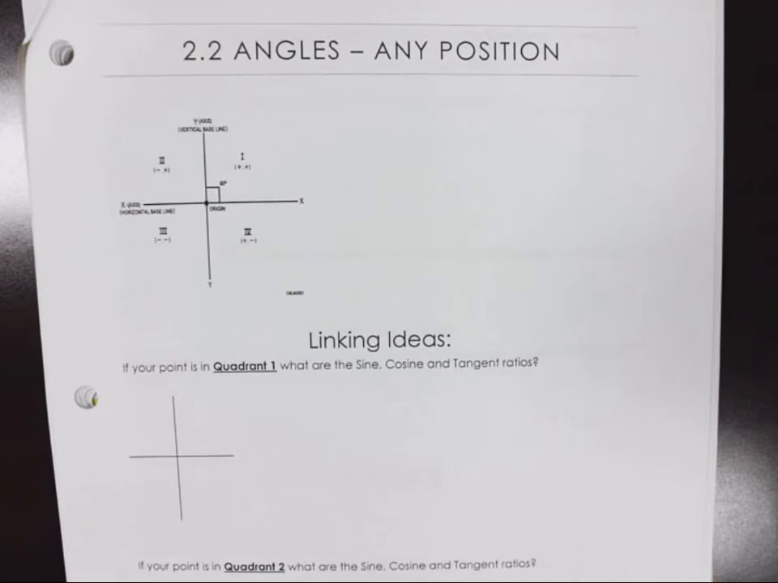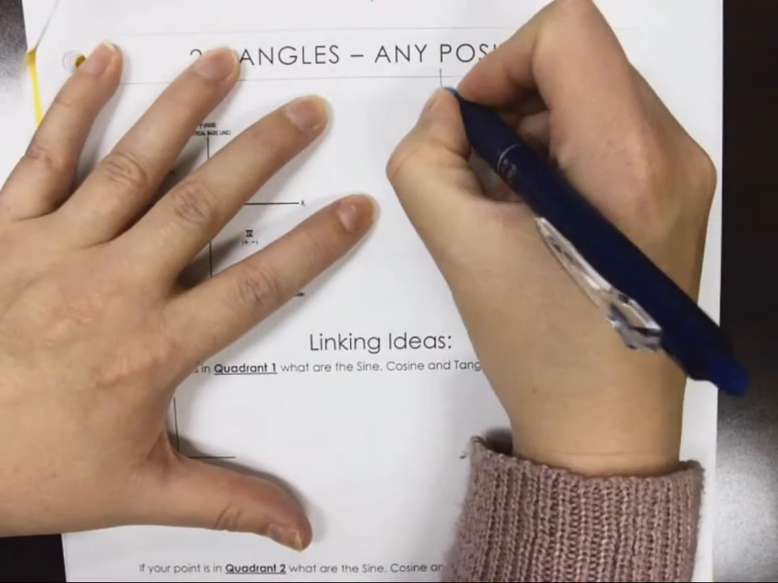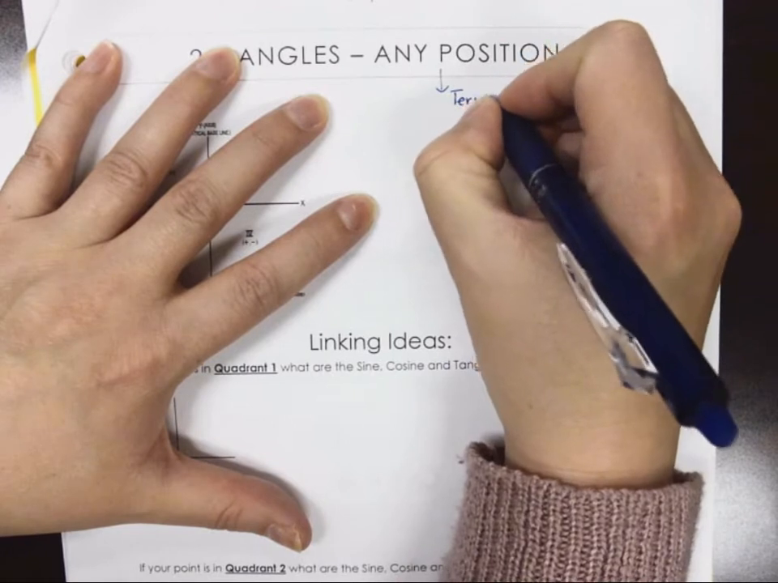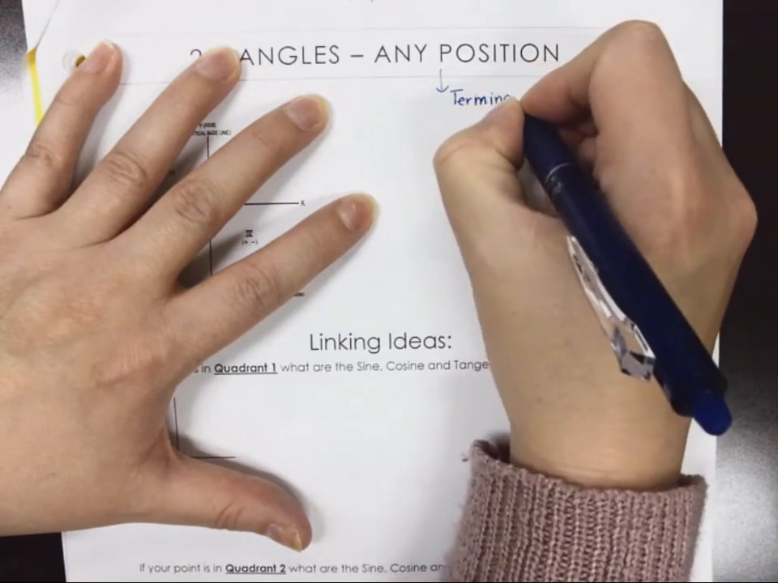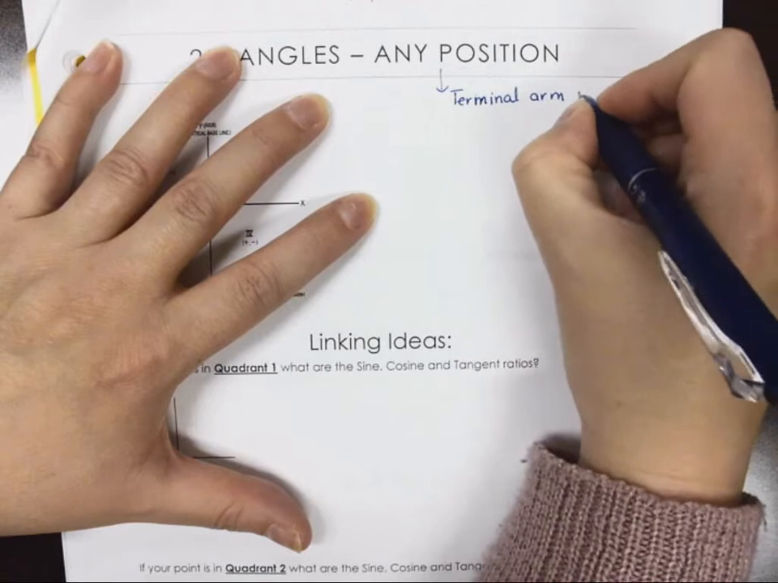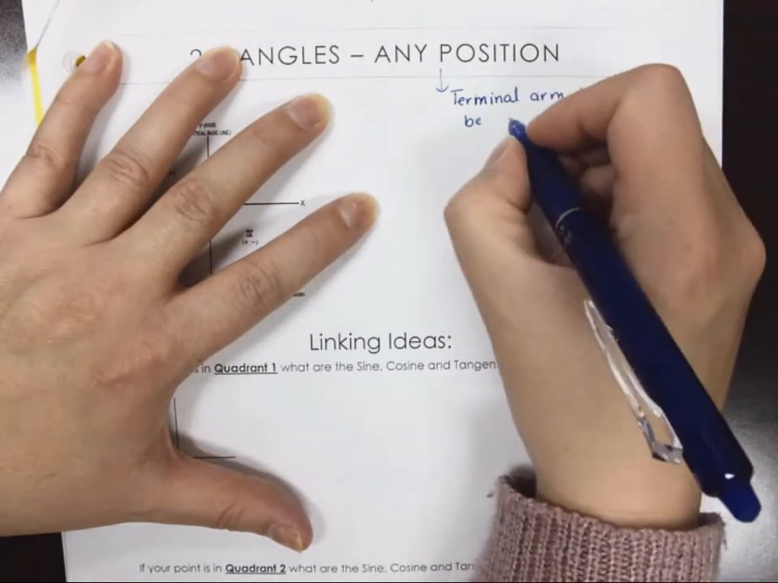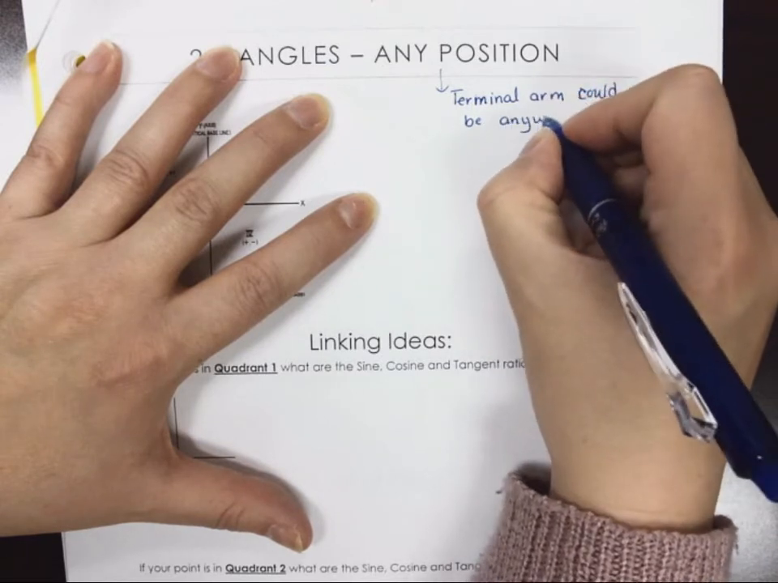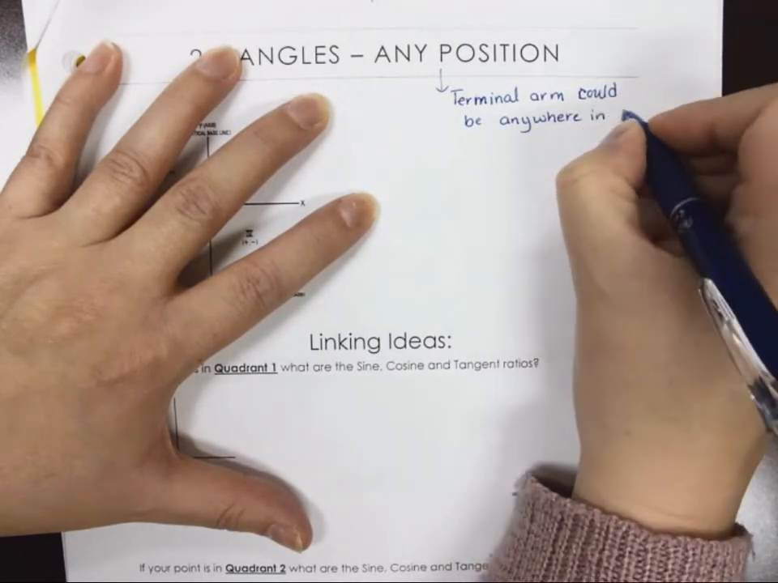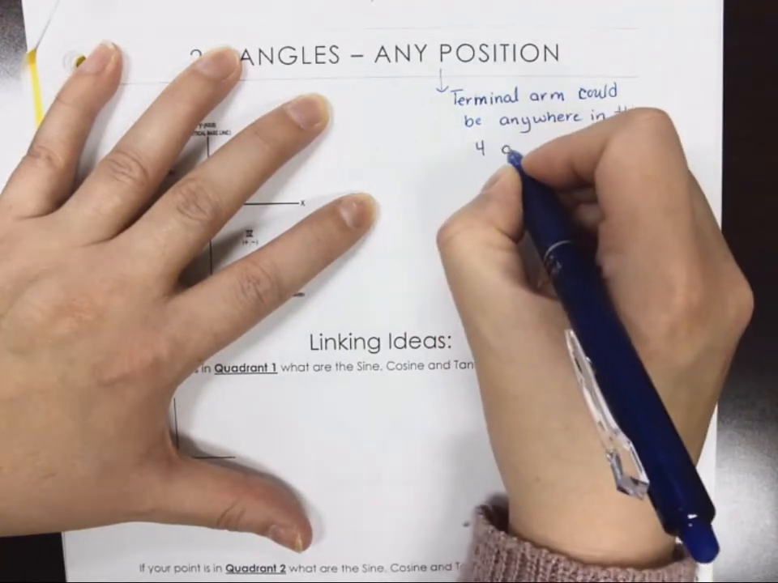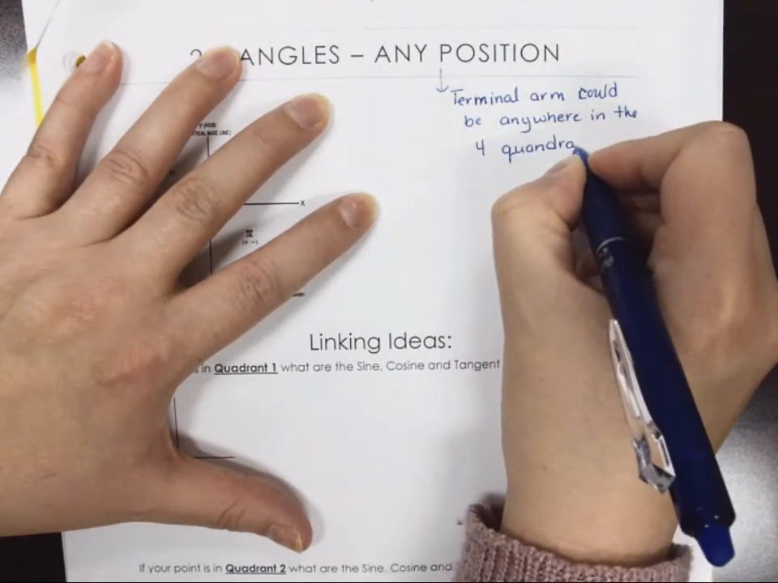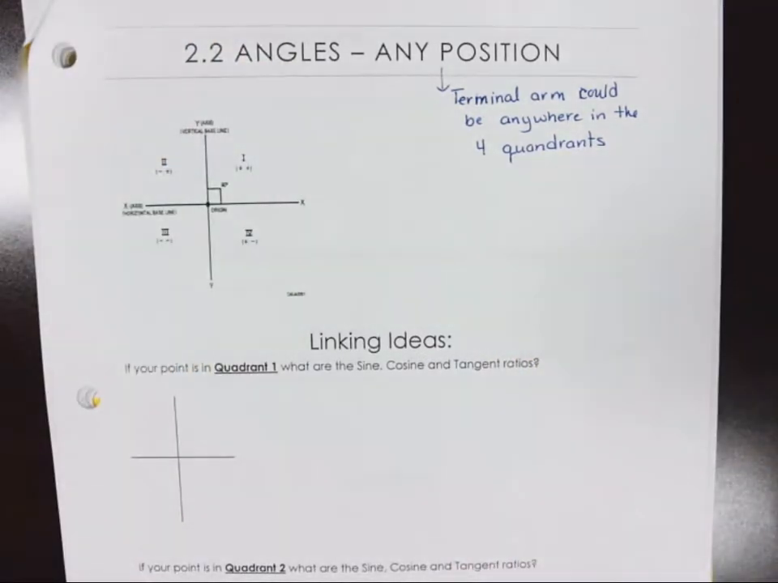Okay. Angles in any position means terminal arm. So it could be anywhere in the 4 quadrants. That means I could have an angle in quadrant 2, an angle in quadrant 3, and we kind of did that with reference angles. So you guys have seen this before.